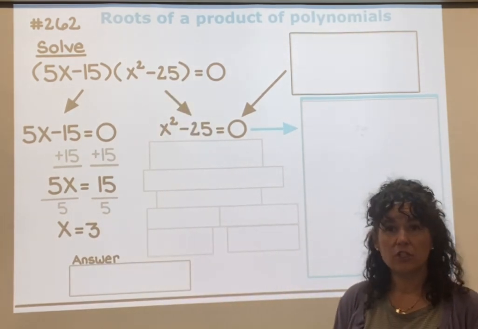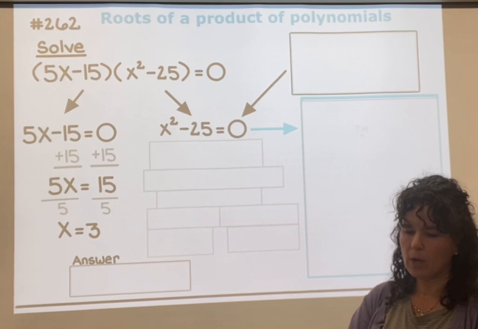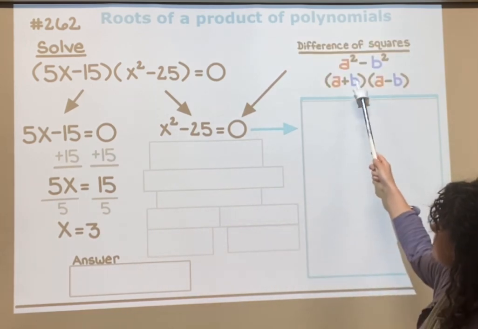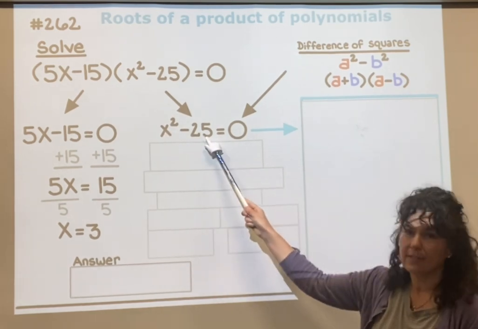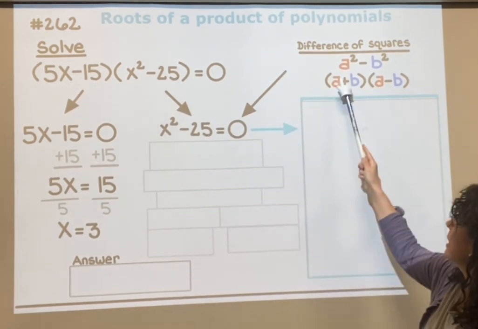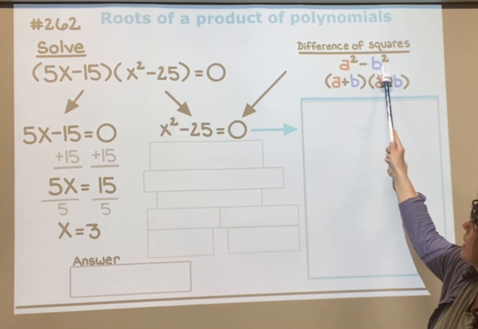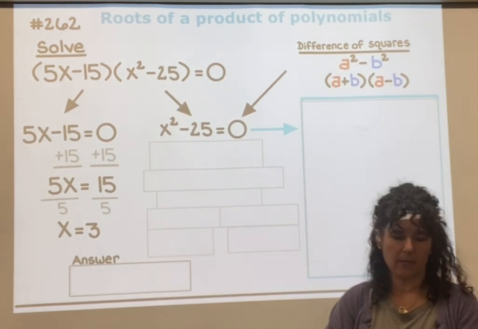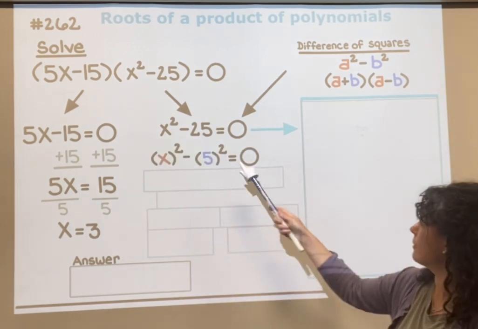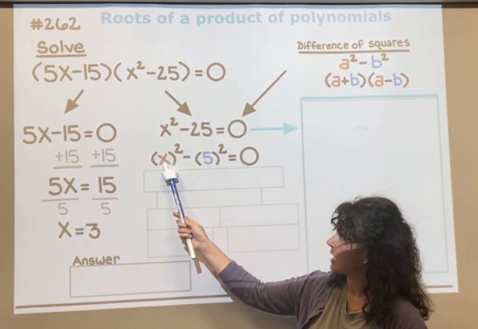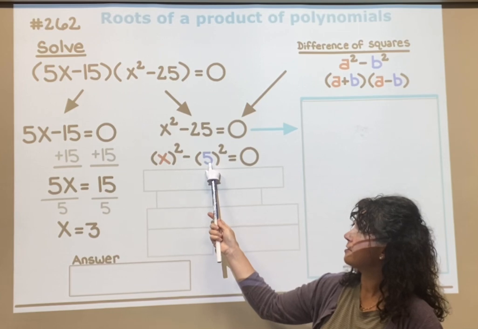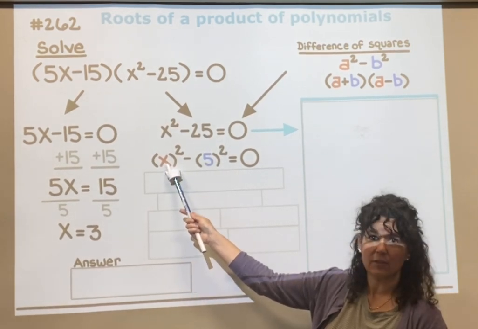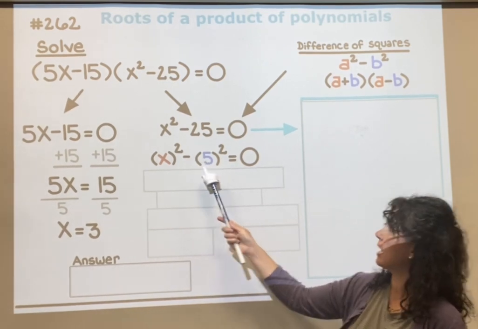We could solve this two different ways. One way is we could continue factoring, because that's a difference of squares. A squared minus b squared is a plus b times a minus b. So let's just emphasize the a and the b. The x is being squared, and 5 times 5 is 25. So my a is the x in the formula, and the b is the 5.